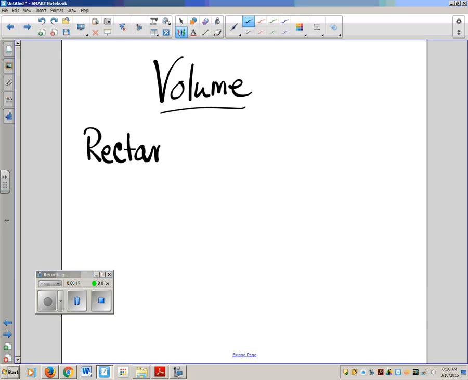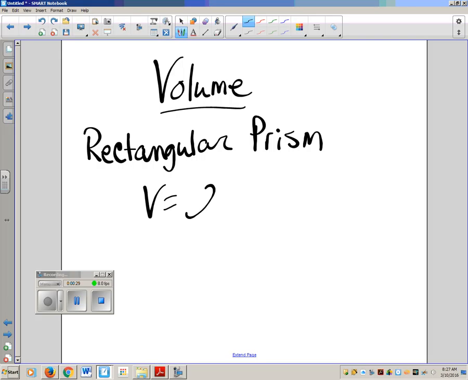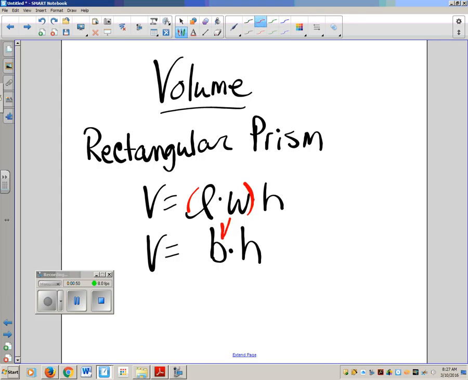First word I want you to write down is rectangular prism. The formula to find the volume of a rectangular prism: V equals length times width times height. I think I said width. You will also see it written as base times height. Okay, it's the exact same formula, because if I multiply length and width, it gives me my base.